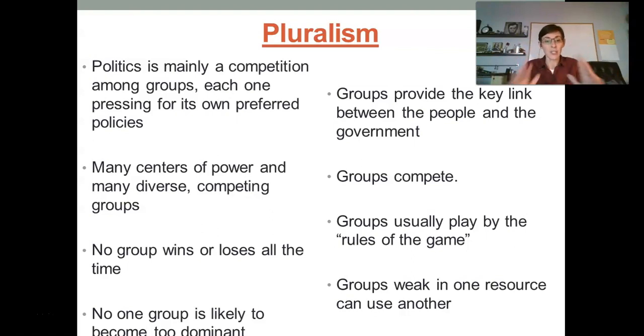Effectively, what you need to pay attention to is this concept of competition. Politics is a competition. In order for pluralism to work, compromise has to be accepted. Compromise has to be the norm. If compromise is not the norm, if compromise becomes a dirty word, pluralism cannot function.